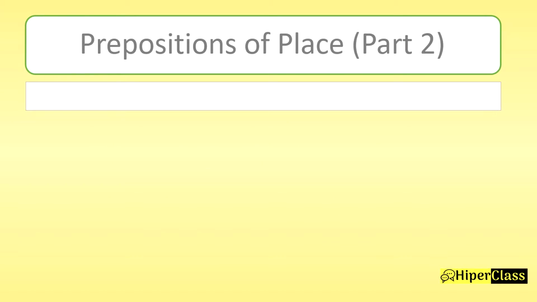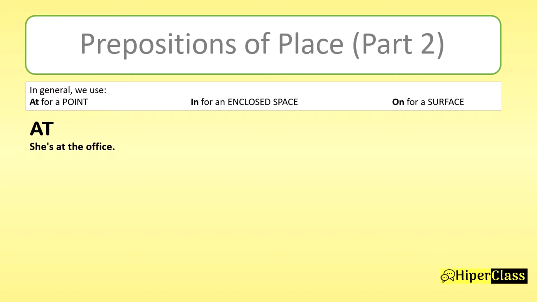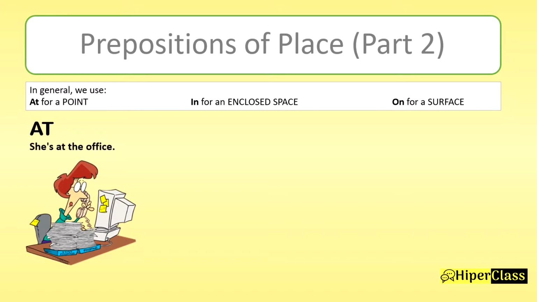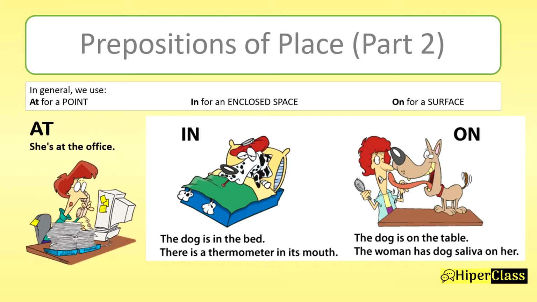Preposition of Place Part 2. In general, we use at for a point, in for an enclosed space, on for a surface. For example, she is at the office. The dog is in the bed. There is a thermometer in its mouth. On. The dog is on the table. The woman has dog saliva on her.